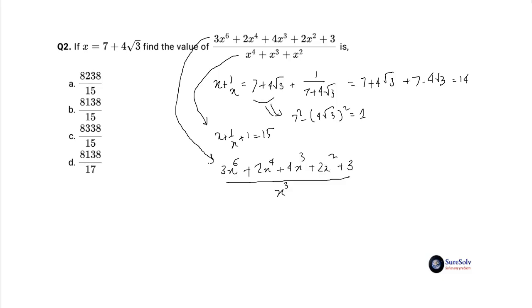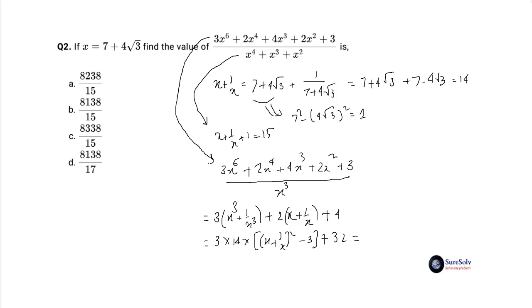3x to the power 6 plus 2x to the power 4 plus 4x cube plus 2x square plus 3 divided by x cube equal to 3 times x cube plus 1 by x cube plus 2 times x plus 1 by x plus 4 equal to 3 times 14 multiplied by x plus 1 by x whole square minus 3 plus 32 equal to 42 multiplied by 193 plus 32 equal to 8138. Answer is option B, 8138 by 15.